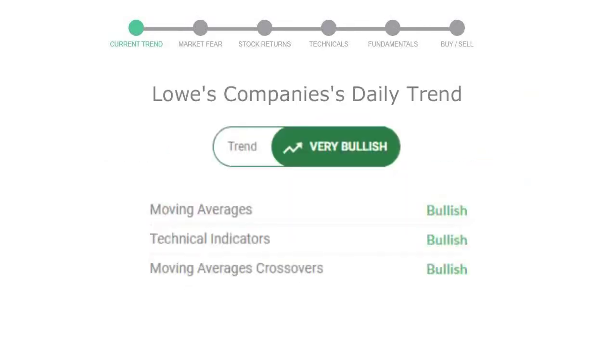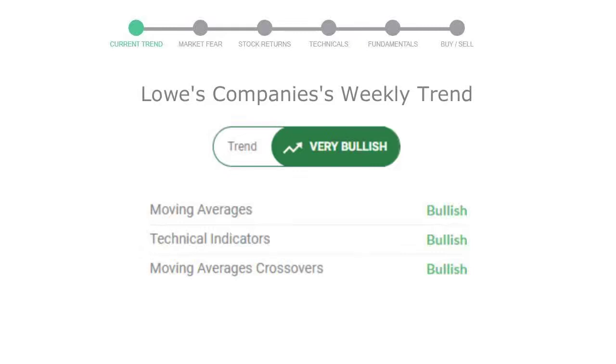Let's look at today's trend indicators. The moving average is bullish. Technical indication is in uptrend, and the overall daily trend for the stock is in a very positive trend. Looking at weekly analysis, the weekly stock trend is in a very positive trend.